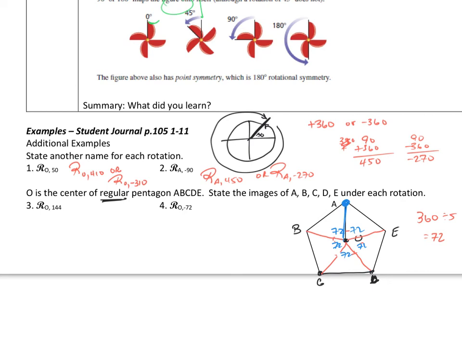Well, we can. A would end up, if I'm going to go 144 degrees, I would go here to here. A would map to C. B would map to, well, there's 72, there's 144, would map to D. C would map to 1, 2, E. D would map to 1, 2, back to A. And E, A, B, C, D, E, that's the last one, would map back to B. All right, let's do the next one.